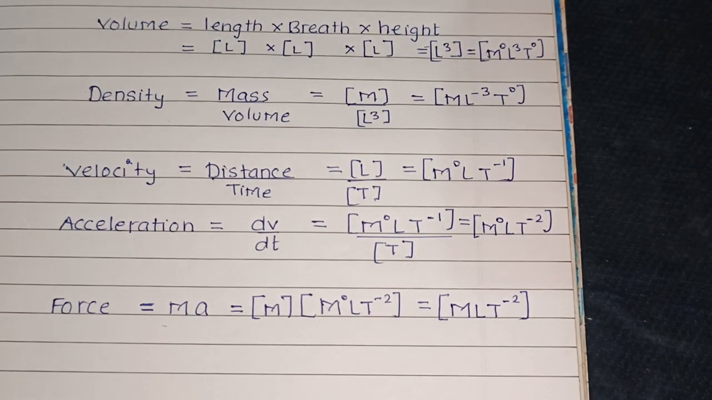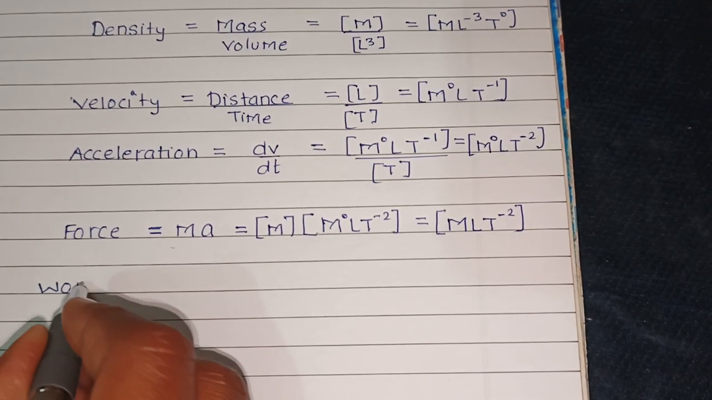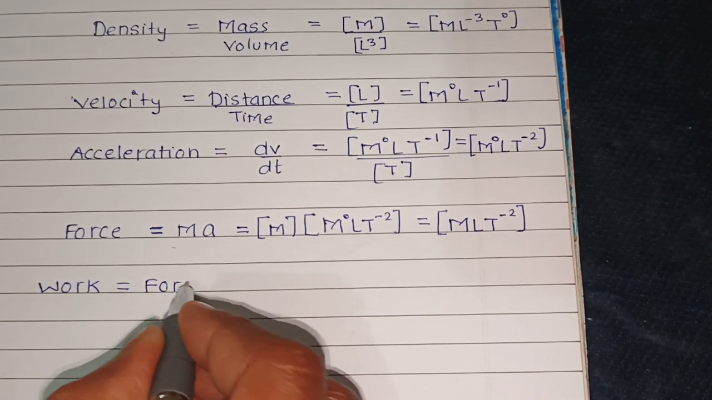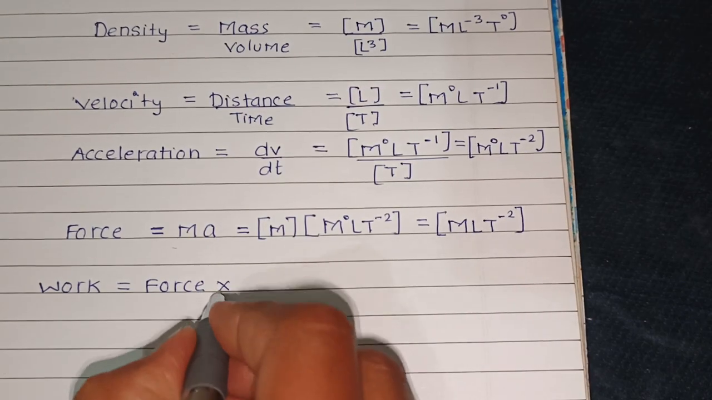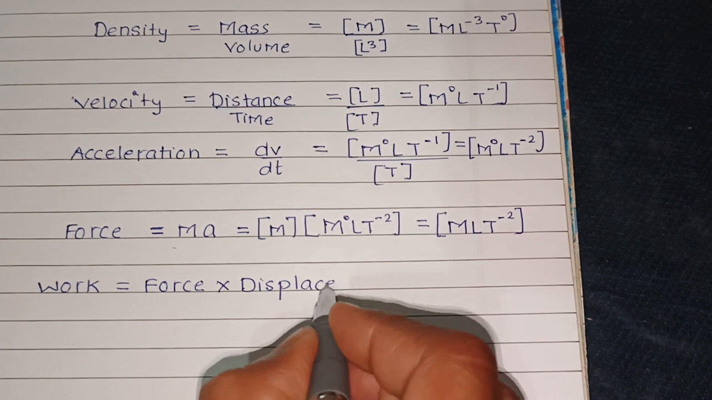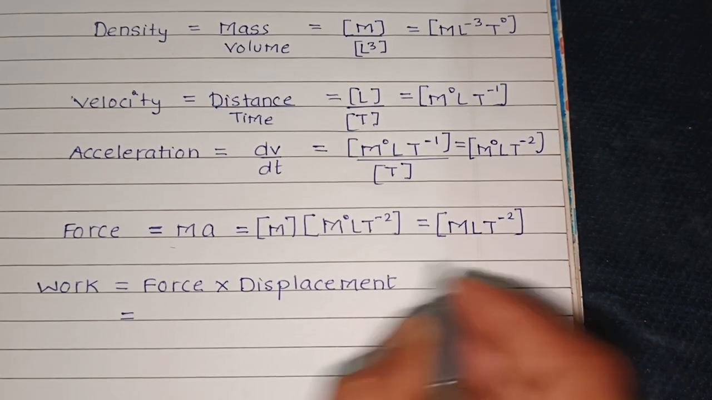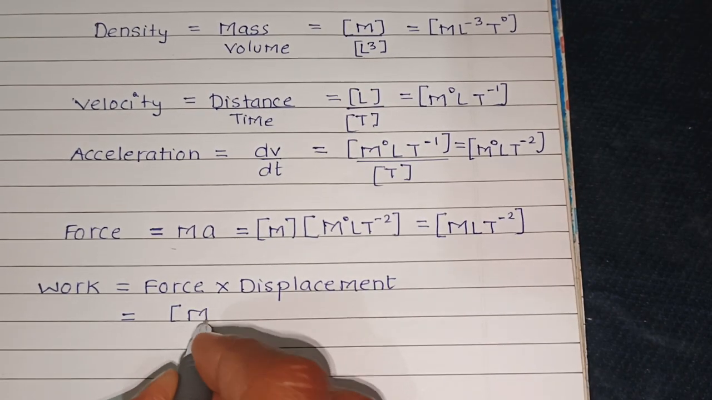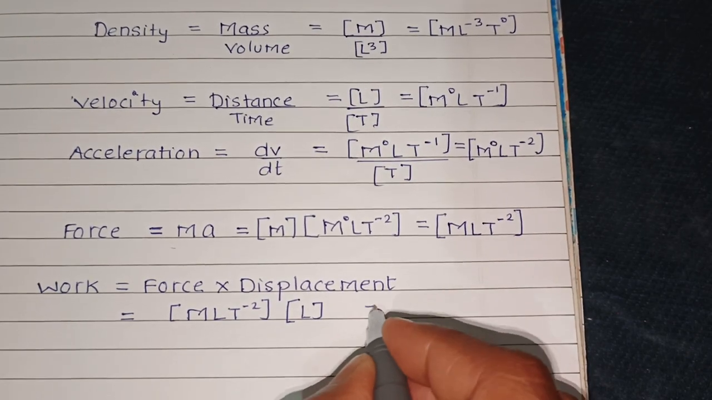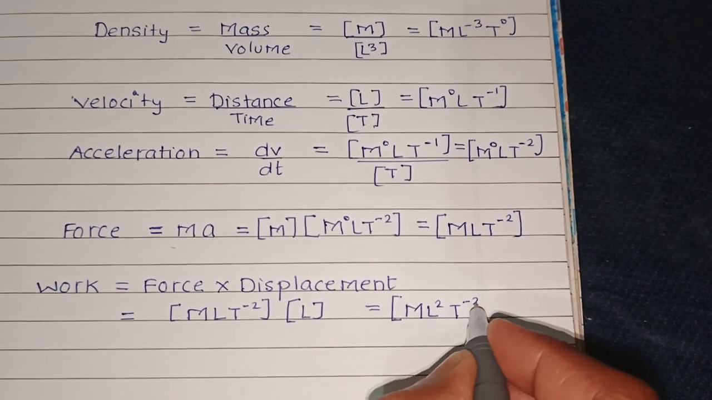Work. Force into displacement. Force is M L T minus 2 and displacement is L, so dimension of work is M L square T minus 2.